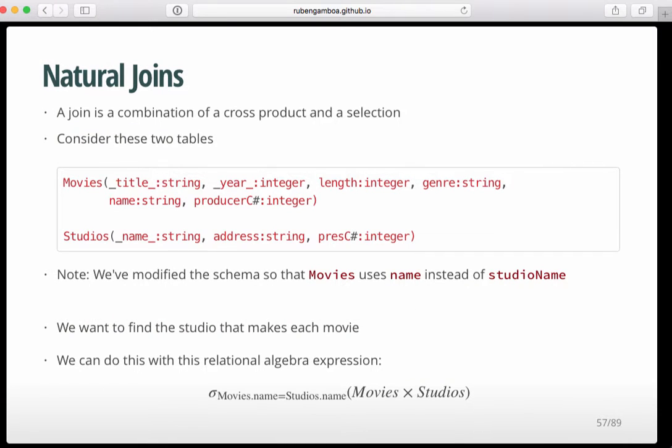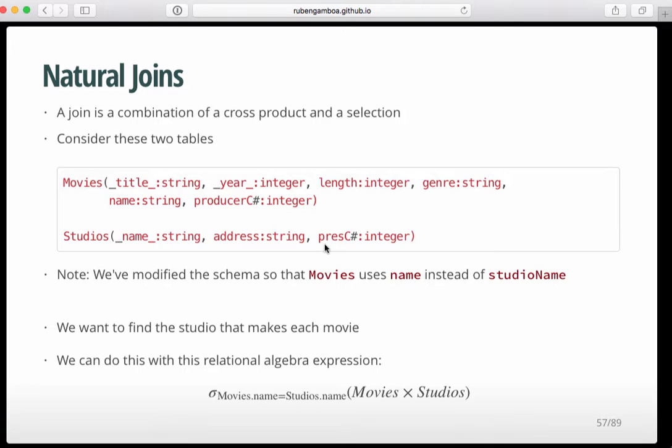All right. So now comes the most databasey operator of all, and that is the joins, okay? So the first thing I'm going to show you is what's known as a natural join. And a join is actually nothing new. A join is simply a combination of a cross product, which we know how to do, and a selection that we know how to do. So let's look at these two tables, okay? So movies has a title, a year, length, genre, name, and producer certificate number, okay? And studios has a name, an address, and a president certificate number.